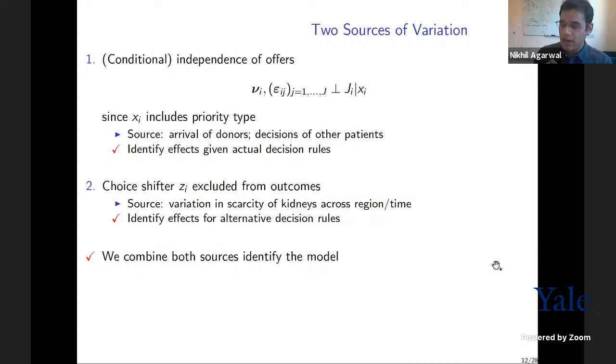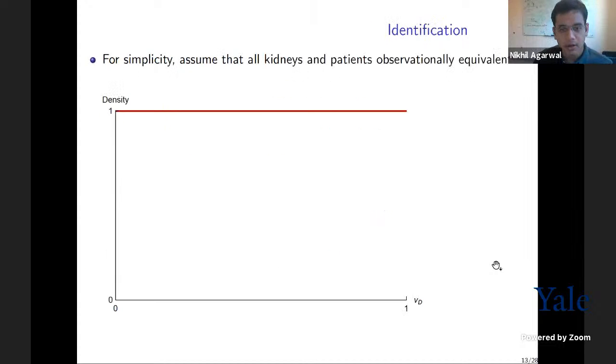So we're going to look at idiosyncratic variation within a region over time, as opposed to across region, because across regions the transplant centers may also be different. Okay. And so we're going to use both sorts of variation to identify the model. And let me give you a brief outline of the proof strategy that we use to show that the distribution of outcomes is identified. So for simplicity, assume that all kidneys and patients are observationally equivalent. And nu_D is the term that affects the selectivity of the patient. It's unobserved. And let's say it's uniformly distributed, okay, for the sake of illustration.